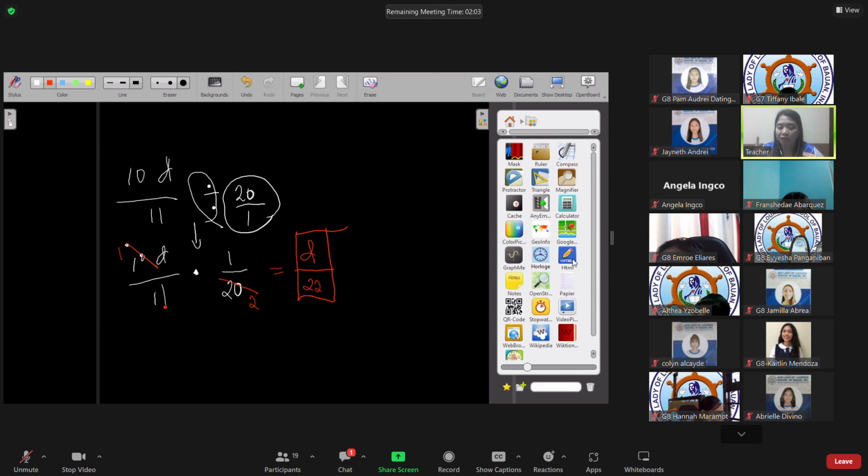So again, in division of rational expression, uulitin ko. The first one is replace the divisor with its reciprocal, and then change the operation to multiplication. So ito lang yung papalitan natin and yung ating sign. Then multiplication ulit. Question?